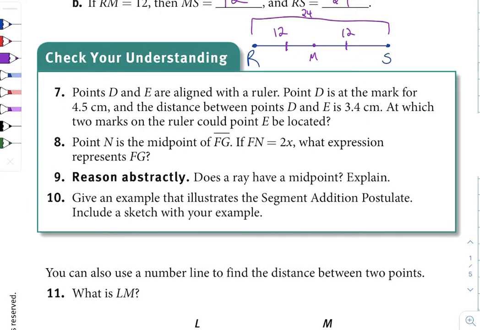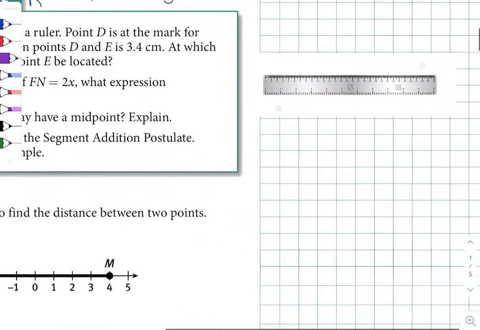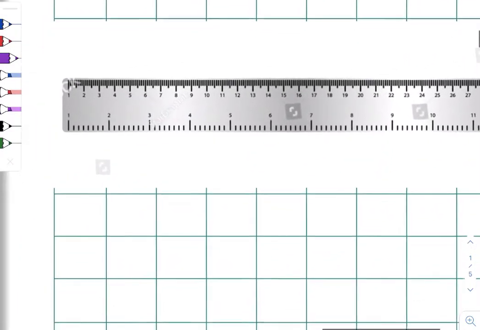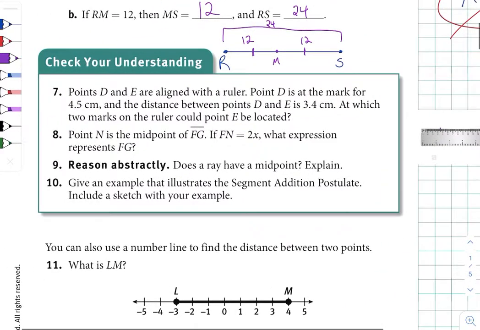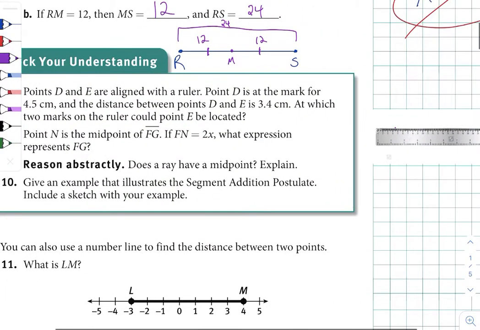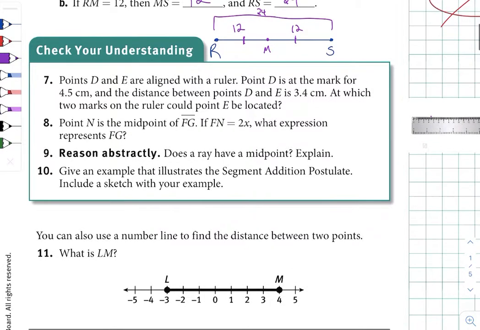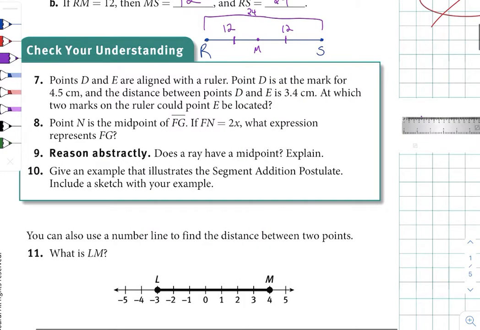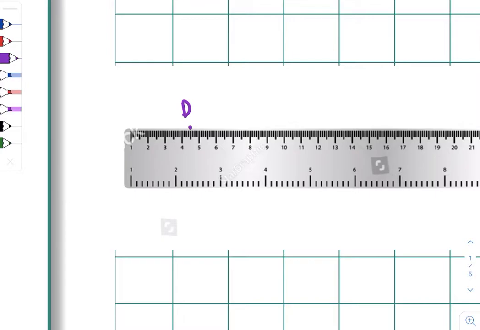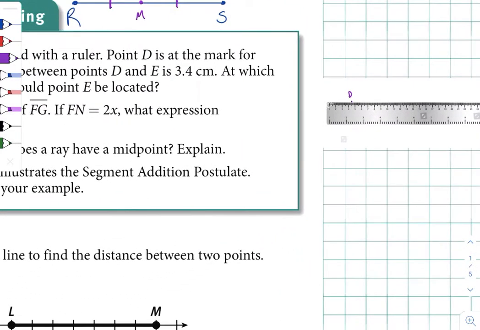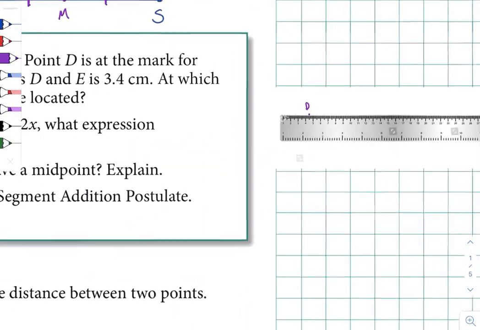It says points D and E are aligned on a ruler. Point D is at the mark for 4.5 centimeters. So let's take a look. I have a ruler here. I'll go ahead and mark it at 4.5 centimeters. And the distance between D and E is 3.4. At which two marks on the ruler could point E be located? So I'm going to label this D. So basically what this is saying is I need to go 3.4 centimeters to make E.